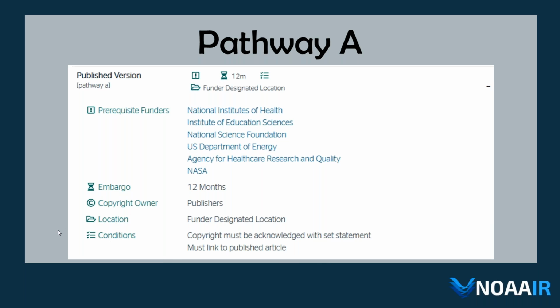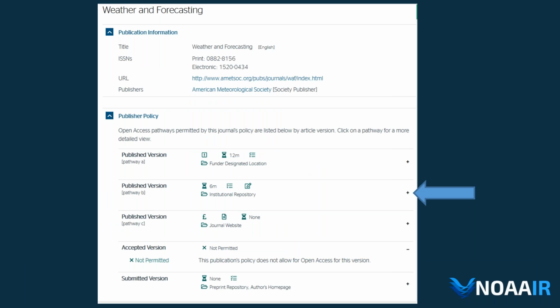The conditions set forth to have that published version available on one of those funder designated locations are that the copyright must be acknowledged with a set statement, and you must provide a link to the published article, which is pretty standard in terms of posting it in other instances. This next one looks more like something I'm looking for in the repository. It says institutional repository is the location, so that's something we're going to be interested in and will likely pertain to the information I'm looking for. So pathway B again specifies the published version.